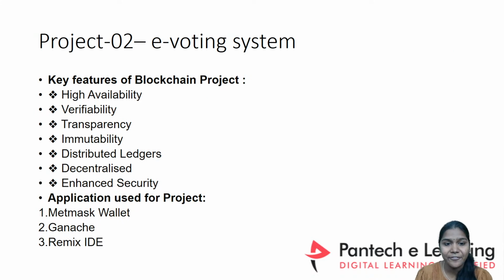So here come the e-voting system key features: high availability, verifiable, transparency, immutable, distributed ledgers, decentralized, enhanced security. It means these are the features of a blockchain project that make it special. It is available at a good level. Verifiable means it is secure. Transparency means you cannot hide any information. Immutable means the data cannot be changed. Distributed ledger means my information can be sent across the whole network. Decentralized, enhanced security means full of security. Applications used for this project are MetaMask wallet, Ganache, and the Remix IDE environment. This is not needed, you can just remember the names.